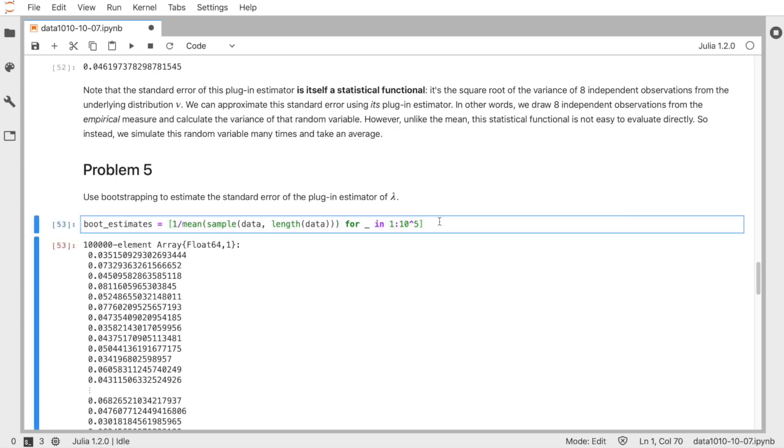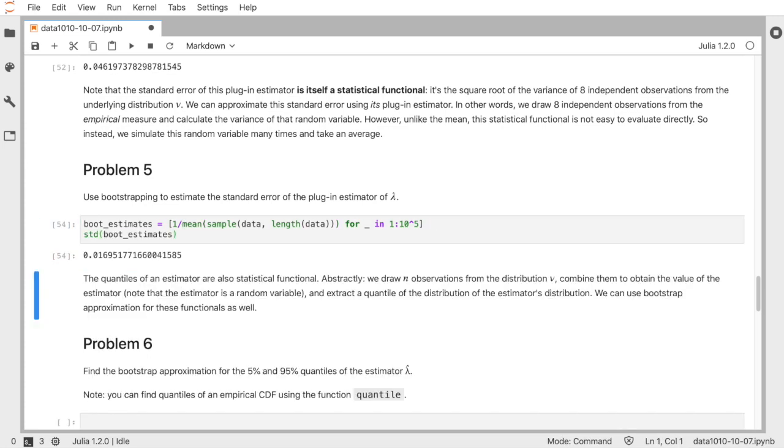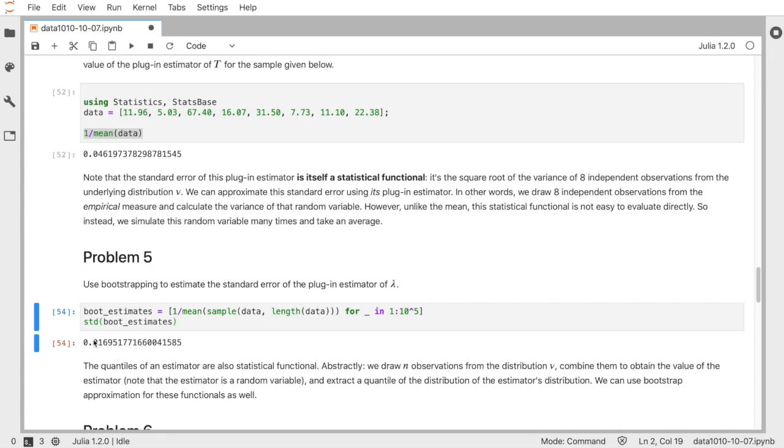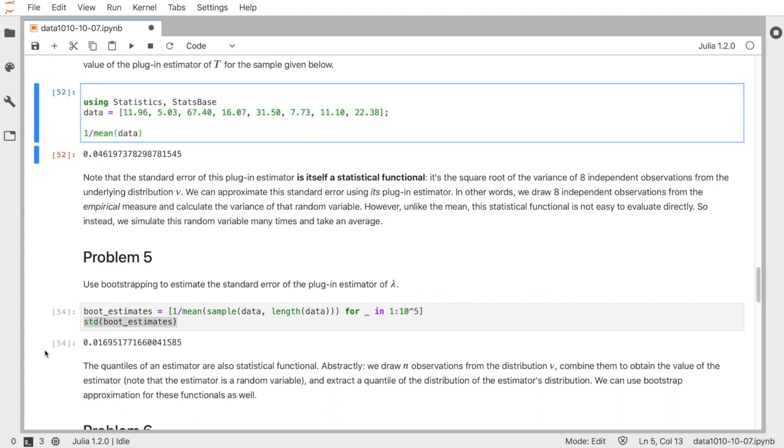In particular, we can ask for the standard deviation, and we find that it's about 0.0169. So assuming the normal approximation, we should move up and down a couple of these units away from this center value in order to trap 95% of the probability mass for this estimator. However, we don't have to rely on the normal approximation.